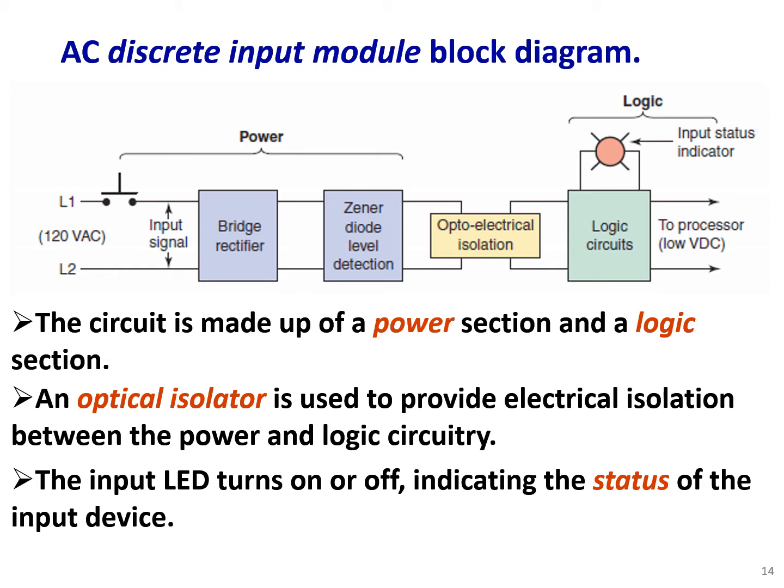So you see the power, why do we call it power? Because the voltage could be high on the power side, and on the other side, on the logical part, usually we have low voltage DC. However, on the power side, we could have a high voltage, even AC. The input LED turns on and off, indicating the status of the input device. So there is usually an LED on the module that shows if the module is on or off.